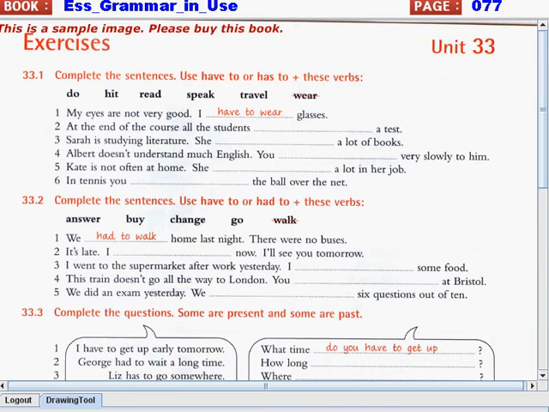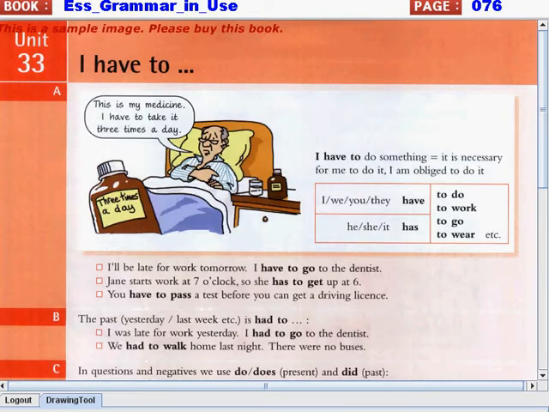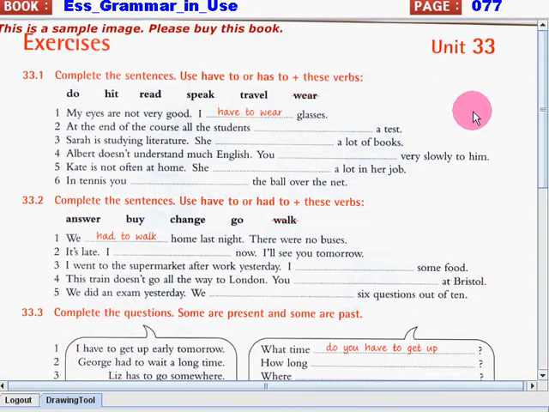Today we will answer the exercises on Unit 33. If you can still remember, in this unit we discussed the words I have to. Now we will see if you learned something from that lesson. Now let's go on to the first exercise. In here, we have to complete the following sentences. We have to use have to or has to plus the following main verbs.